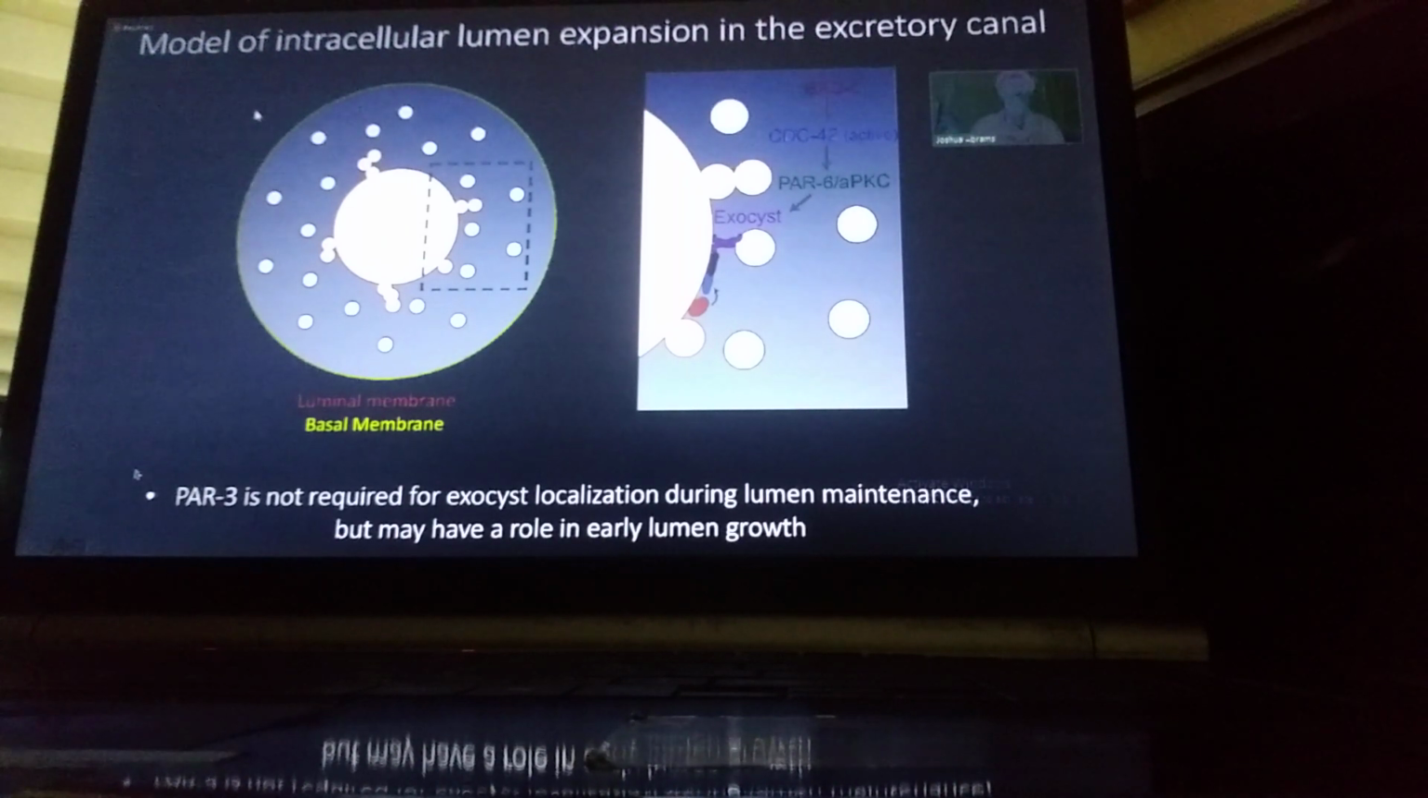Now, just to circle back to the previous results on PAR3, we've shown that it's not required for exocyst localization during lumen maintenance at that later stage, but it could have a role earlier in lumen development, or this could represent an example of the PAR complex interfacing with the exocyst or other components differently depending on the tissue or the context with which you're looking, which has been reported before.